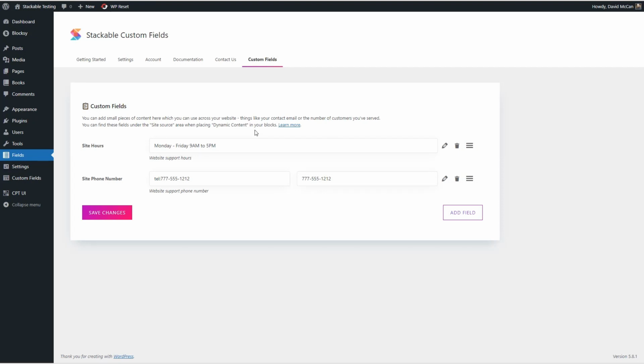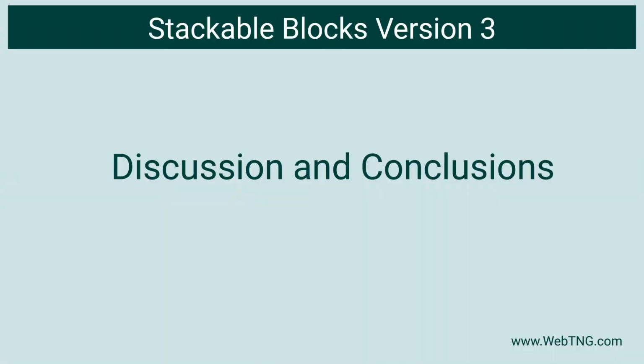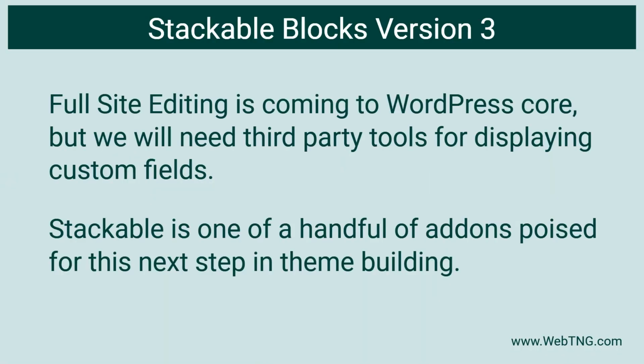settings. So it's been the overview look at Stackable version 3 and a look at the dynamic data options. Now let's have some discussion and conclusions. Gutenberg was merged into WordPress core almost 3 years ago. Now we are seeing the introduction of full site editing. Full site editing, we will be able to create templates for post types and archives using the block editor.